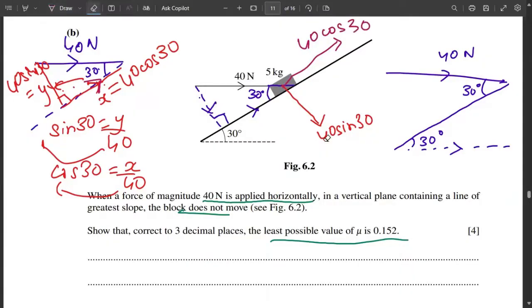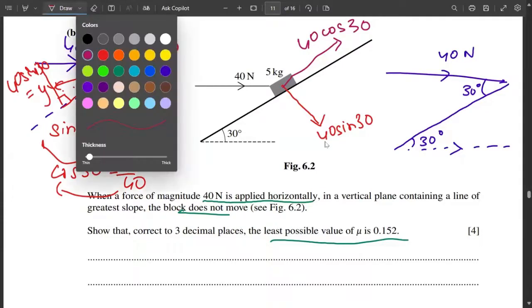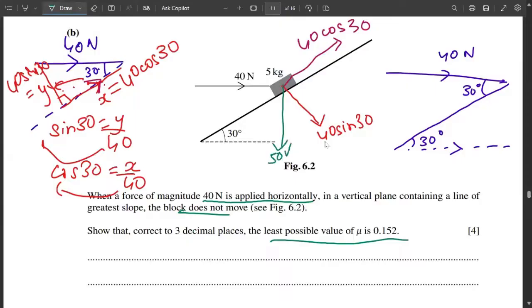Now let me erase everything. Now this 40 force has no use for us because we have already resolved it. So now we have it in two planes which will be useful to us. And again we'll draw the 50 Newton. We'll resolve the weight. This will be 50 sin 30. This will be 50 cos 30.